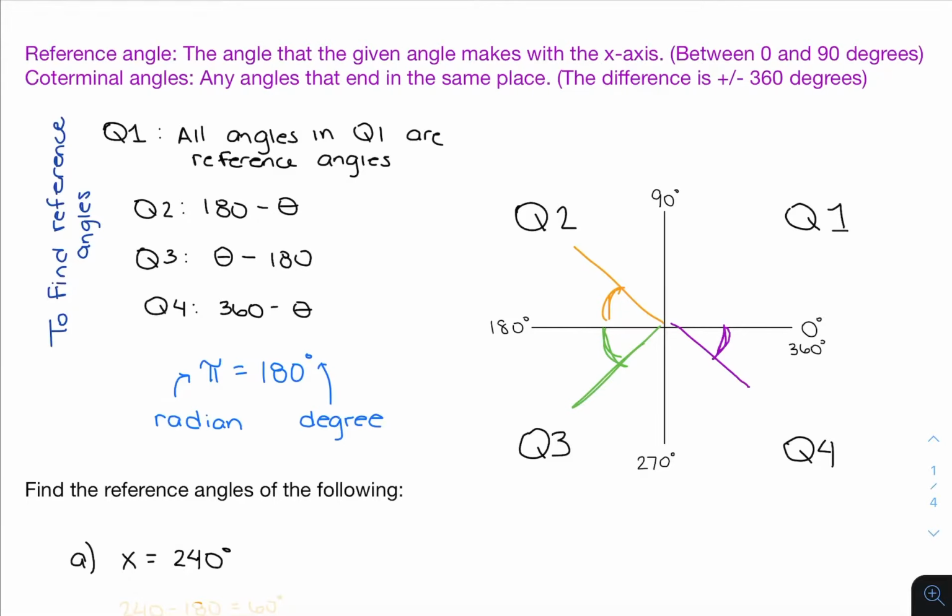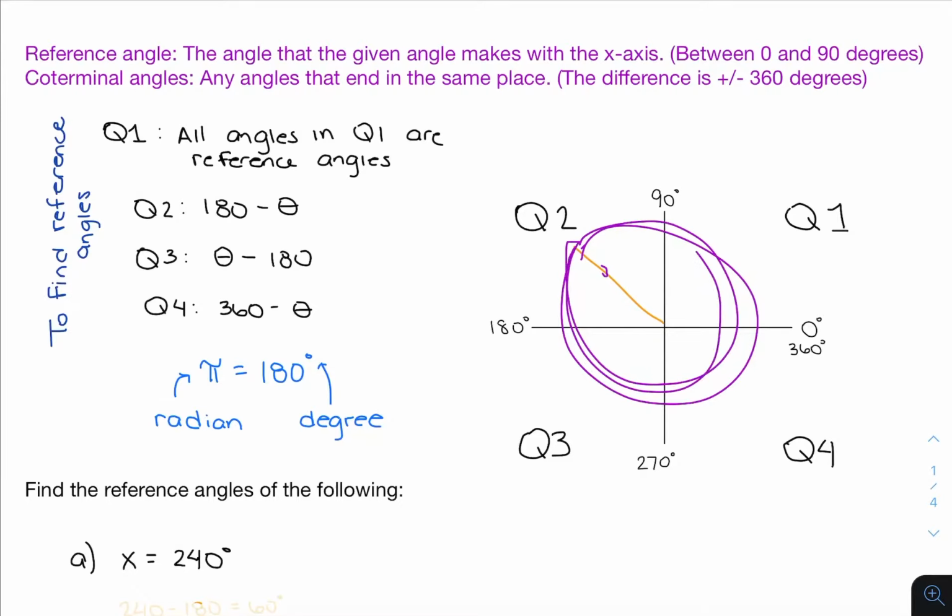A coterminal angle is any angle that ends in the same place. So if you have an angle and you go around a whole 360, then you'll be at a different angle, and those two angles would be coterminal because they ended up in the same place. And you could also go backwards. If you subtracted 360 degrees, you would be at a different angle, and that would also be a coterminal angle. So the difference is either plus or minus 360 degrees.